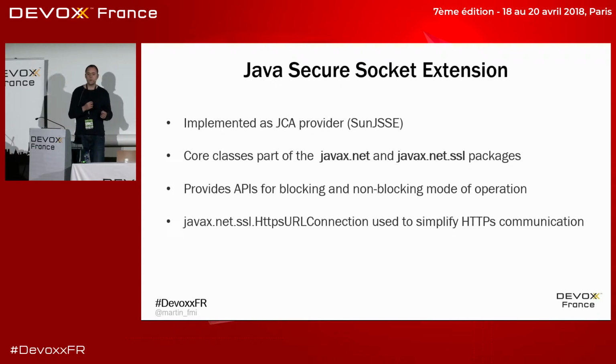One is the blocking mode of operation, which is similar to how we would create standard socket communication. And also there is a convenient class which might be used if you need to establish HTTPS communication between endpoints, which is provided by the JSSE API. It's called javax.net.ssl.HttpsURLConnection. It effectively simplifies the way you establish communication over the HTTPS protocol.